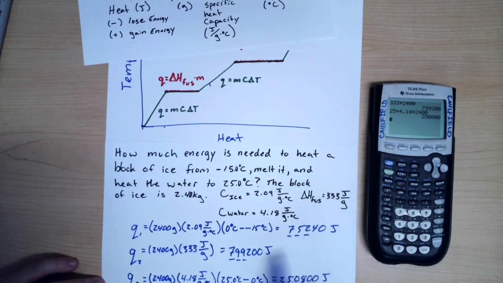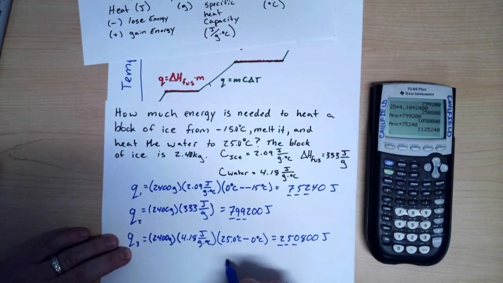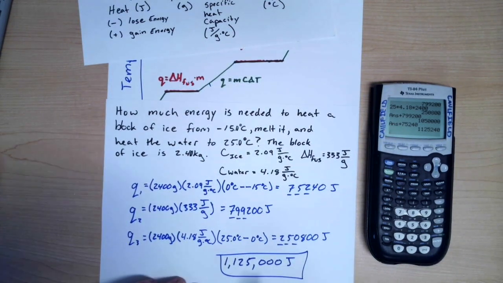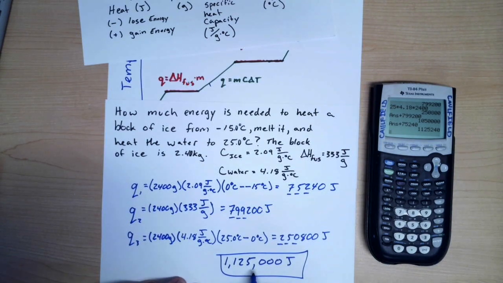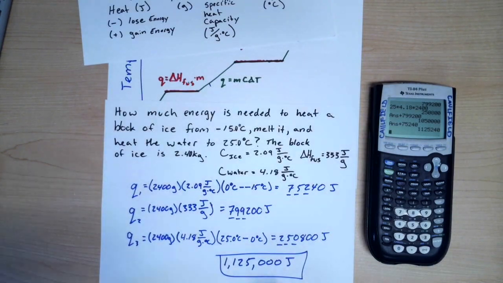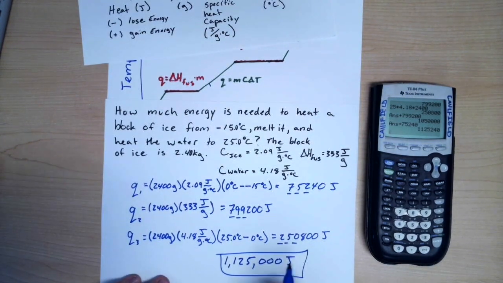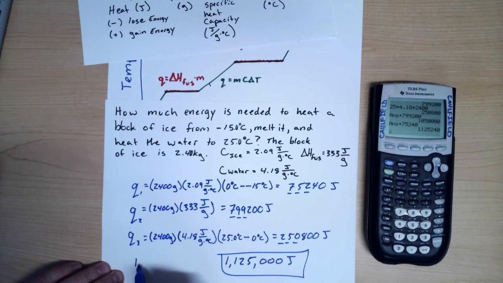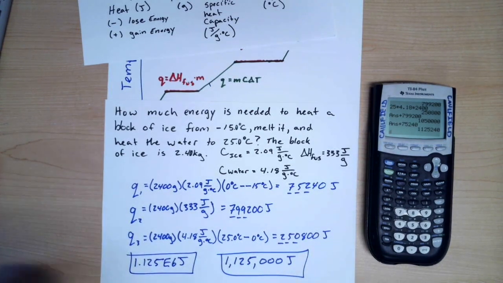Now I'm ready to add these numbers together. So my final answer is going to be 1,125,240. Remember, it is possible to gain significant figures when you're doing the addition process, and it looks like that happened to us. Alternatively, I could say this is 1.125 E6 joules. And there's my final answer.